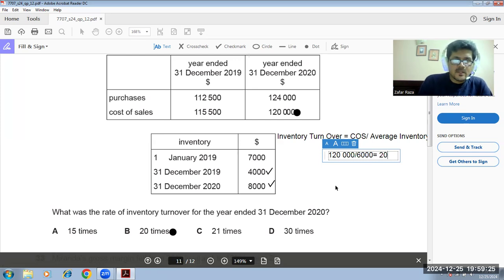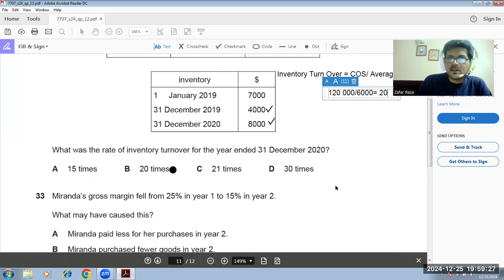You can calculate it in days also if it is required. How? Divide 365 by 20 and you'll get 18.25, almost 18 days, if they have asked for inventory turnover in days.